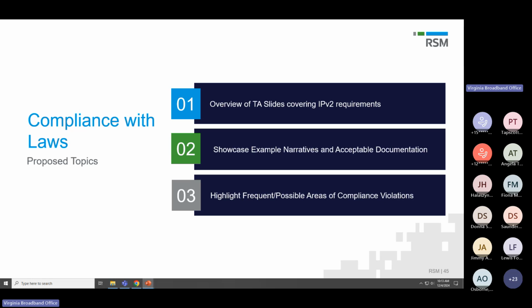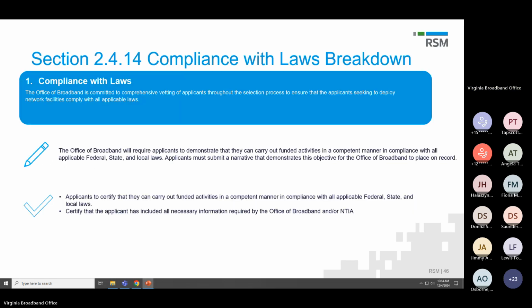So for the first section, this is a little bit of a vague section, but we've helped to define some of the things that you can include in your application to demonstrate your commitment to and compliance with applicable laws. You'll see here that there's one narrative for this section, and it really is just you committing to carrying out your funded activities in a competent manner and in compliance with any of the applicable laws, then certifying that. So the narrative really is just for the Office of Broadband to place on record. It's not anything too extensive, and this is a relatively light section and shouldn't be very time consuming for you all.